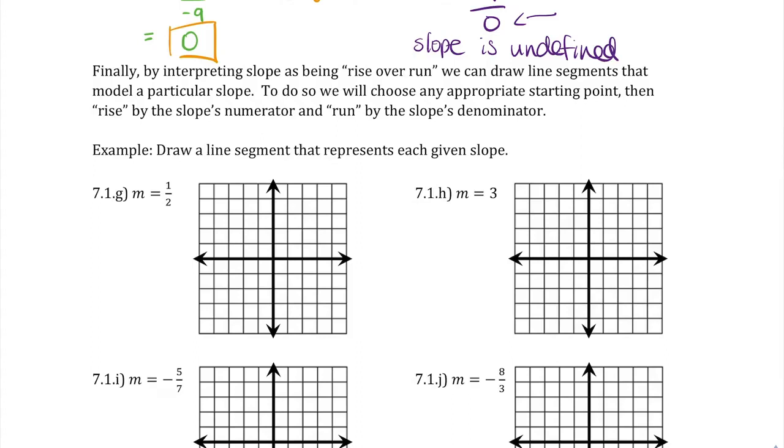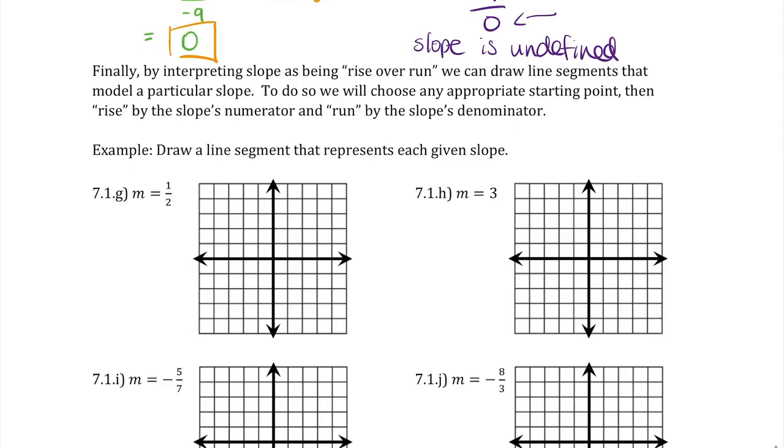So knowing that slope is rise over run can allow us to actually draw some lines with those slopes. For now, wherever we draw that slope isn't quite so relevant. We just need to pick a point to start and go from there. We will rise by whatever the numerator is and run by whatever the denominator is.